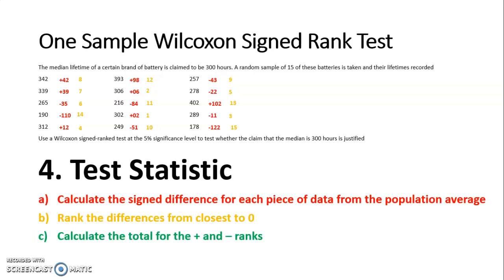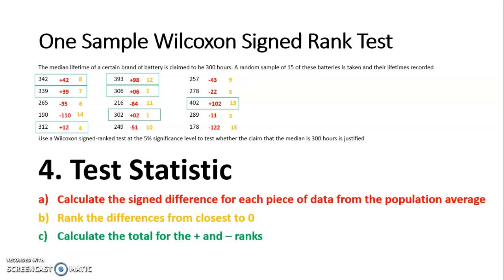So step C is to calculate the total for the positive and negative ranks. In my opinion, the best thing to do here is to highlight all the positives so you can separate them into 2 lists. So I have highlighted that 8 is a positive rank, 7 is a positive rank, 4 is a positive rank, 12, 2, 1 and 102, or rank 13, sorry, are all positive. So all those differences are above 300, so they're all positive ranks.